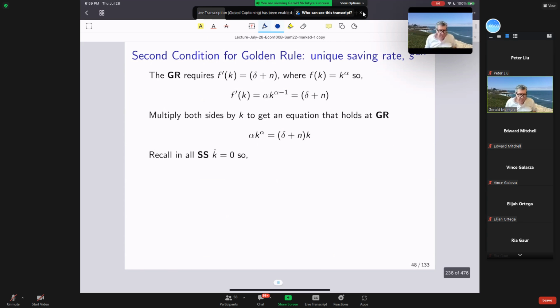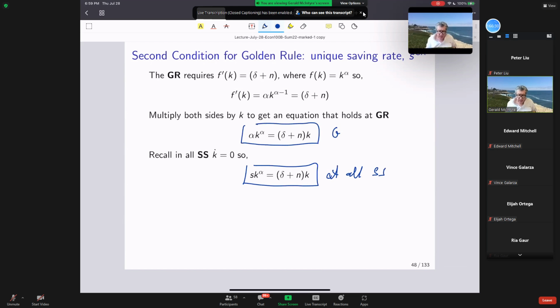Next, I know the golden rule is a steady state. It's a special steady state where consumption per worker is maximized. And I know in every steady state, k dot is equal to 0, which means I also know that savings is equal to break-even investment at all steady states. This is the golden rule steady state. If we compare these two conditions, every steady state must have this one. The golden rule steady state must have this one.